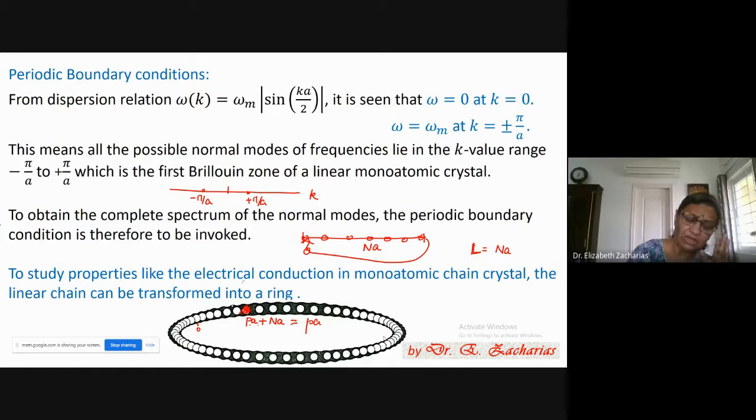After that, we wanted to write the periodic condition. So what we did was we took this chain and then connected the two ends of the chain and created a ring.